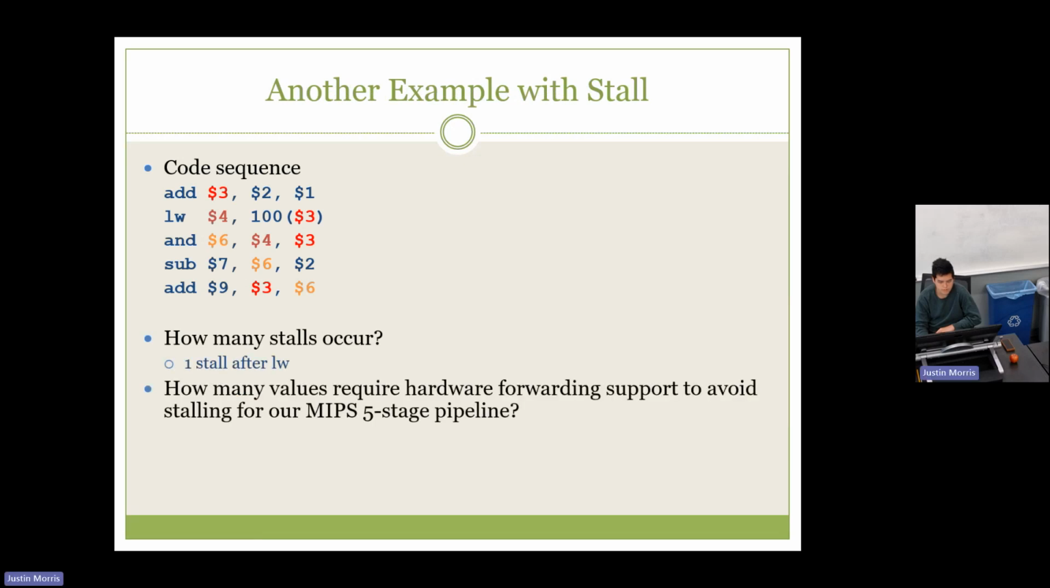One stall. And then here's another question. How many values require hardware forwarding support to avoid stalling for our MIPS 5-stage pipeline? We talked about this. 1, 2, 3, 4. Right?